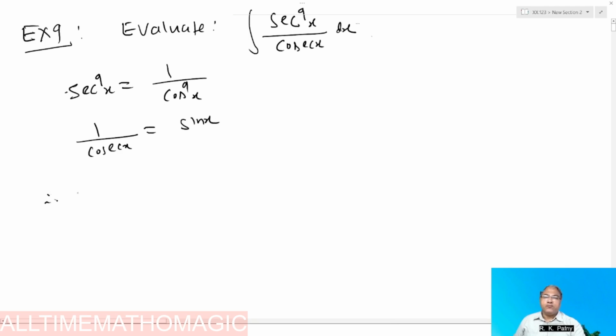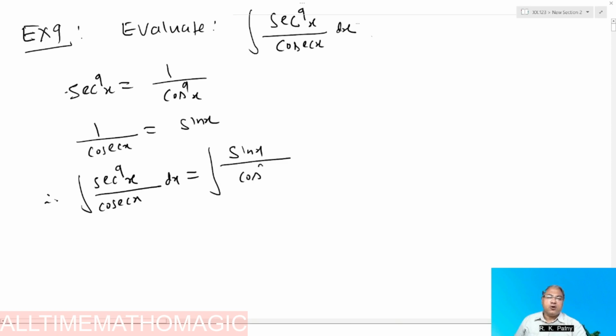So therefore integration of sec raised to 9x upon cosec x with respect to x can be written as sin x upon cos raised to 9x with respect to x. Now the derivative of cos x is nothing but minus sin x. Now it can easily be solved. Now it has become quite an easy question. So given question as 1, let cos x equals to t.